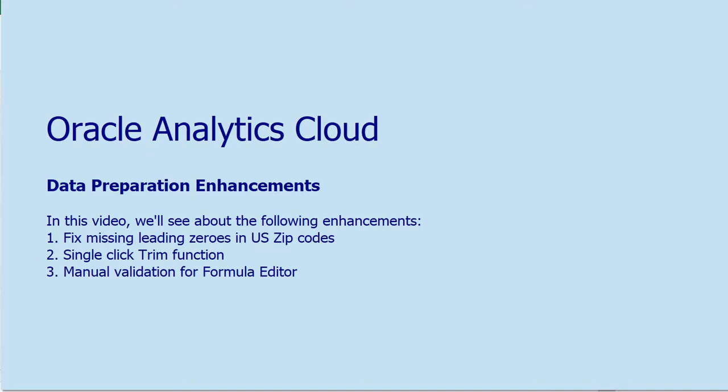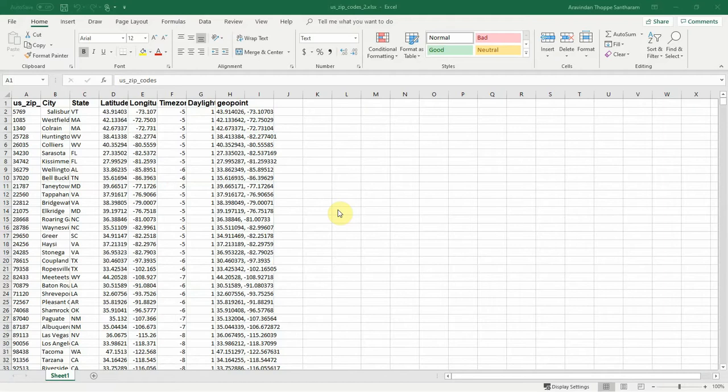In this video, we will see about the following data preparation enhancements: fixing the missing leading zeros in US zip code, single click trim functionality, and manual validation in formula editor. Let's start with fixing the missing leading zeros in US zip code.